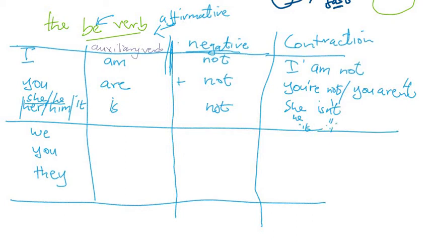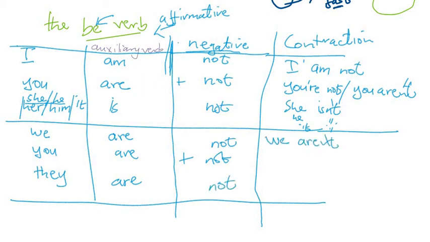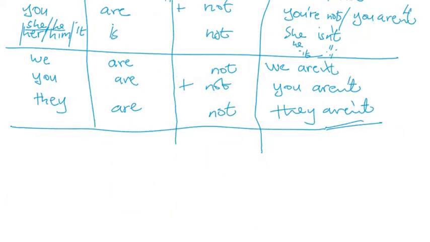Now we go to the plural pronouns. So we say we are, you are, they are. As simple as that. To negate, you just add not for all of them. So to contract, we aren't, you aren't, they aren't. We are going to stop here.